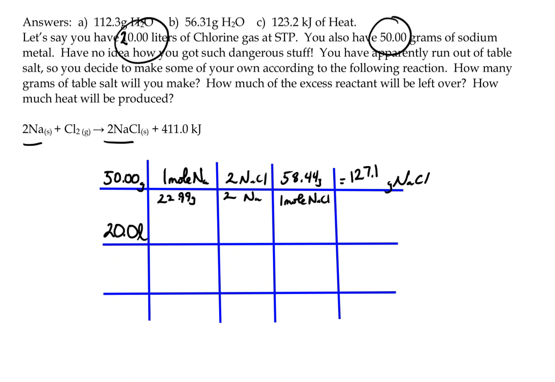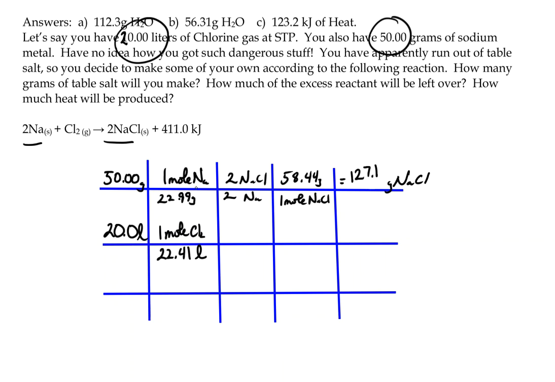Okay. Now if you use 20 liters of chlorine, remember, this is STP, so that relationship is this. For every 1 mole of Cl2, you have 22.41 liters. That is something that you should know about. You should write it down. You should remember that. If it's not at STP, you'll have to use PV equals nRT to figure that out. But this is great. We have STP.